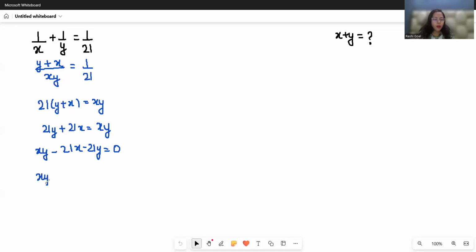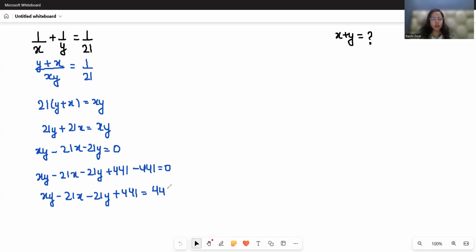Now I'm going to add and subtract 441 to this. Now xy - 21x - 21y + 441. Take this negative 441 to the other side. Now from the first two terms, if I take x as common, so y - 21, and from the next two terms, if I take 21 as common, so y - 21 equals 441.